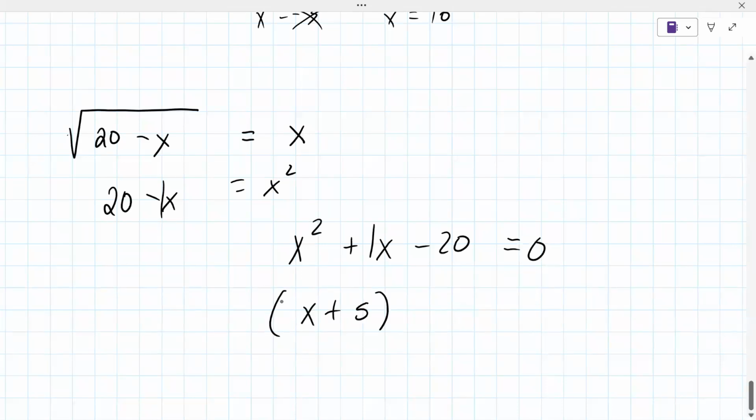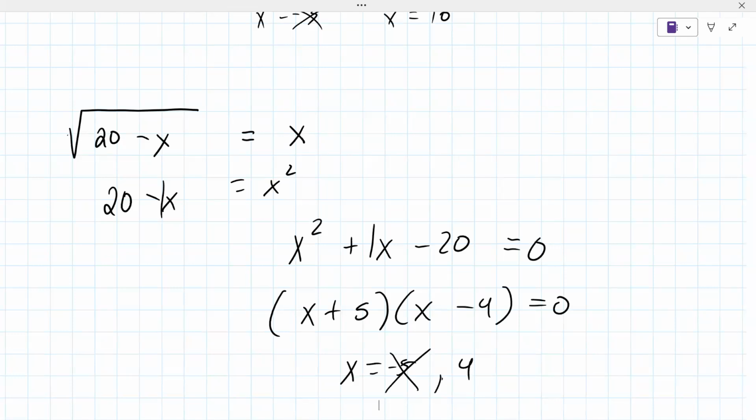So you should get X plus 5, X minus 4. Okay, and then solve those for X. Let me know if you think any of them should be excluded. So X equals -5 and X equals 4. Yeah, and you would check those and you would find that -5 does not work.